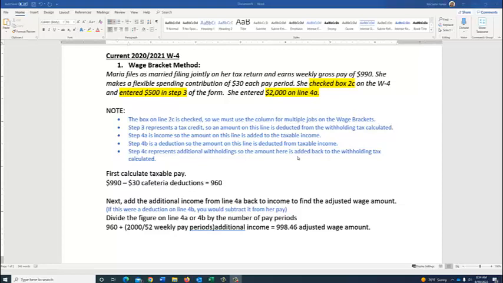As always, we're going to begin by calculating taxable pay. So first step is to deduct the $30 in flex spending deductions. So that brings our taxable pay down to $960. The fact that Maria checked box 2C just directs us to the correct column on the wage brackets.